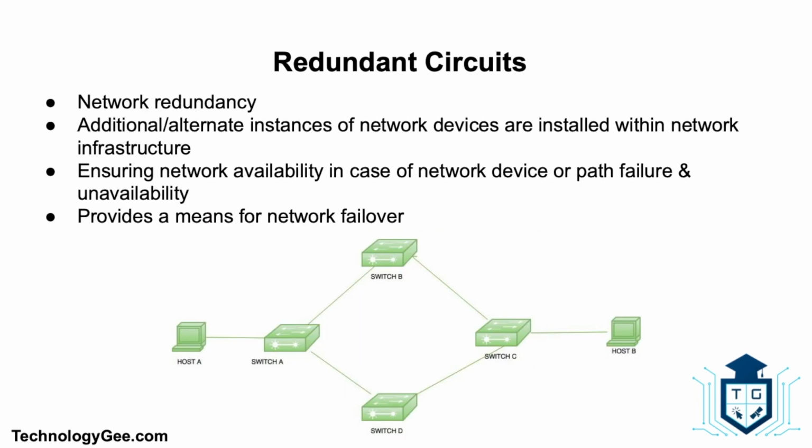And then we have redundant circuits. So redundant circuits, also known as network redundancy, is the process through which additional or alternate instances of network devices, equipment, and communication mediums are installed within network infrastructure. It is a method for ensuring network availability in case of a network device or path failure and unavailability. As such, it provides a means of network failover. Typically, network redundancy is achieved through the addition of alternate network paths, which are implemented through redundant standby routers and switches. When the primary path is unavailable, the alternate path can be instantly deployed to ensure minimal downtime and continuity of network services.